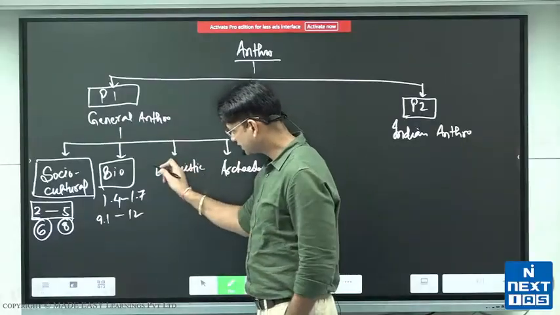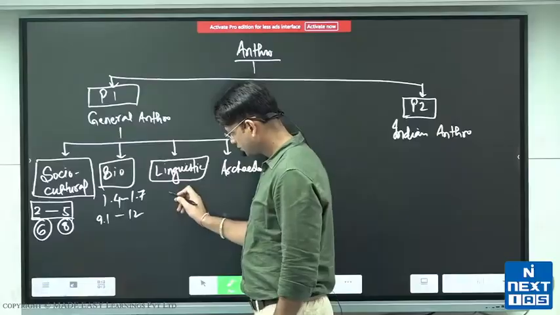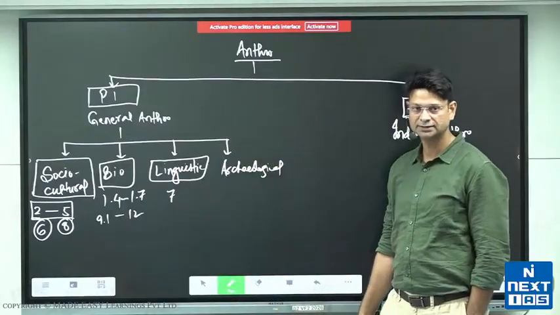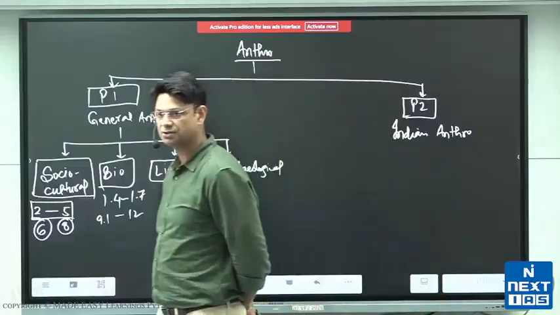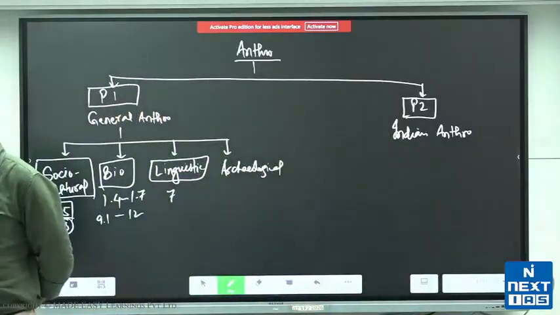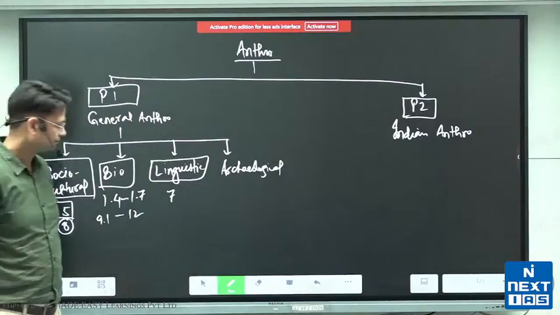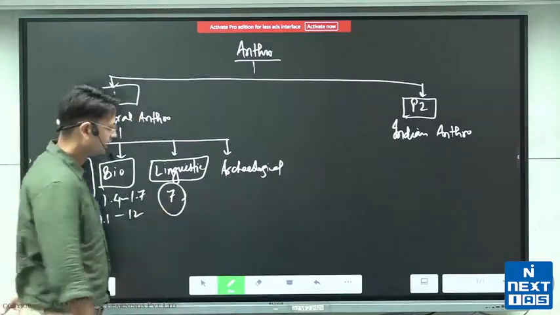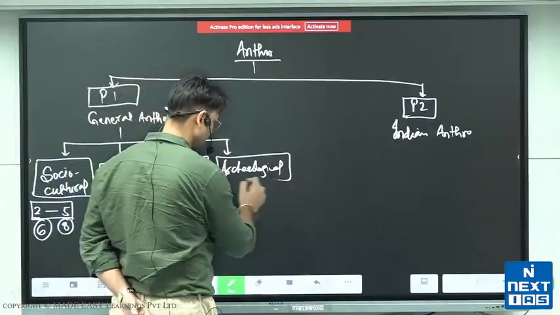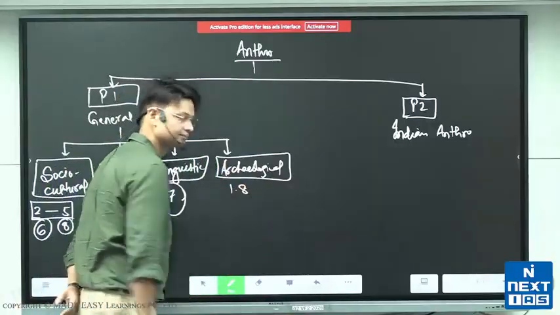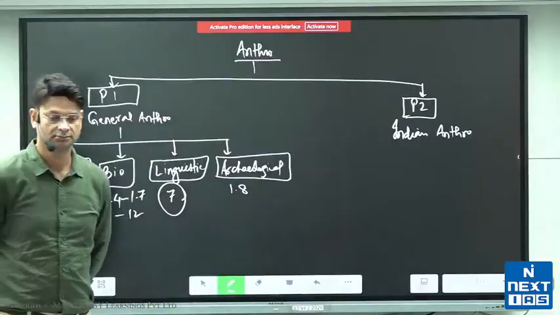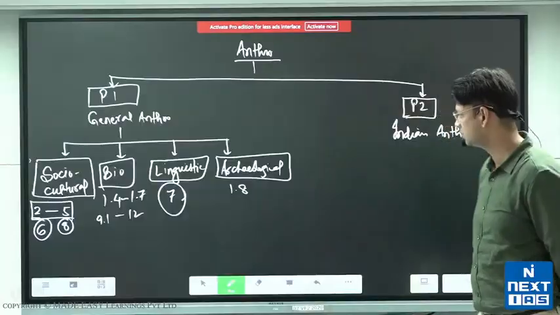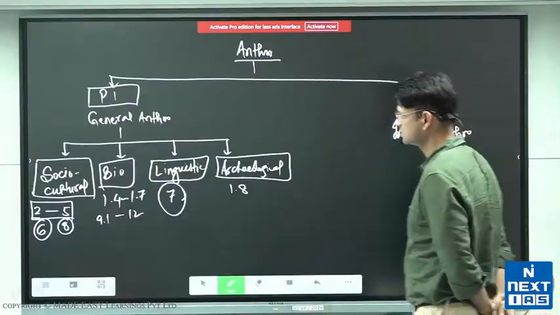Then we have linguistic anthropology. Unit 7 is language, culture, language and communication. Then archaeological anthropology is mentioned in unit 1.8 of paper 1. This is the syllabus for paper 1.